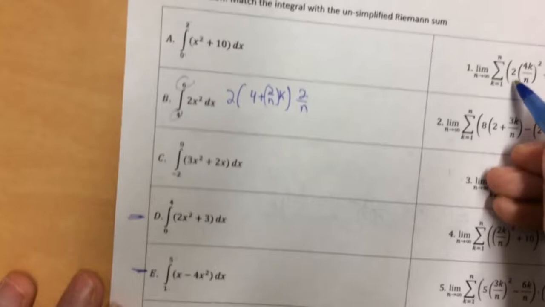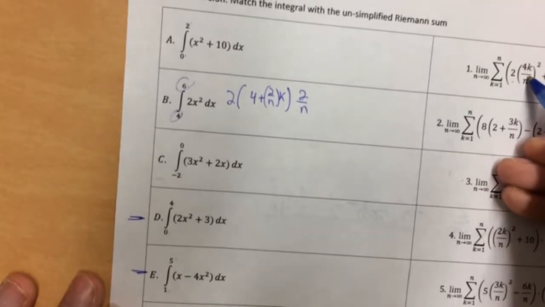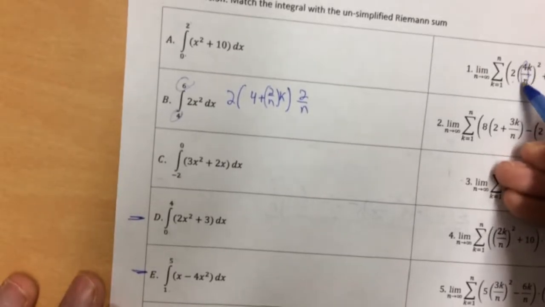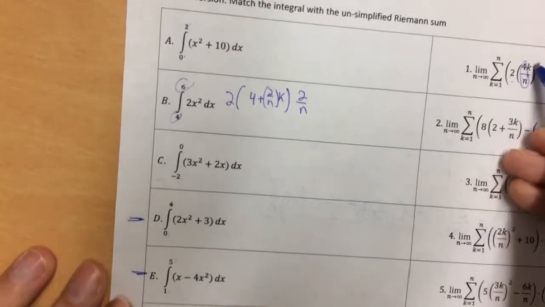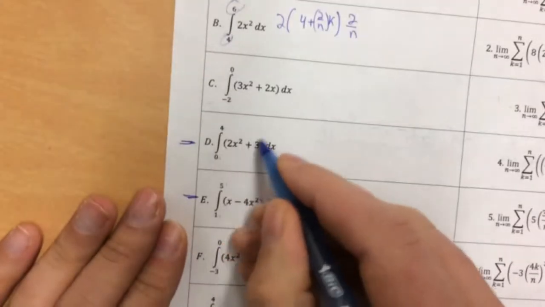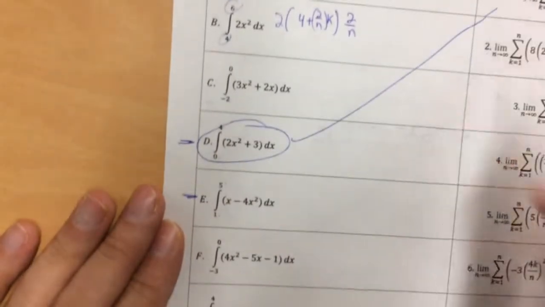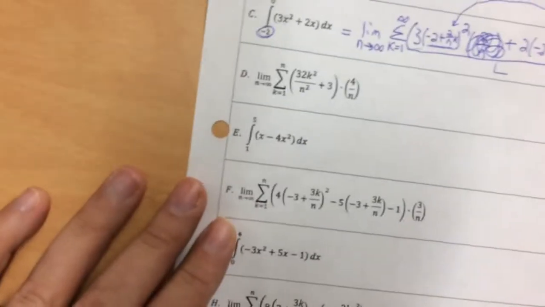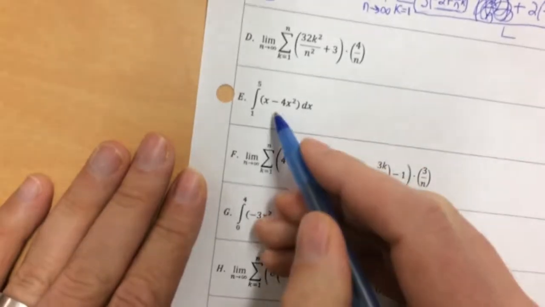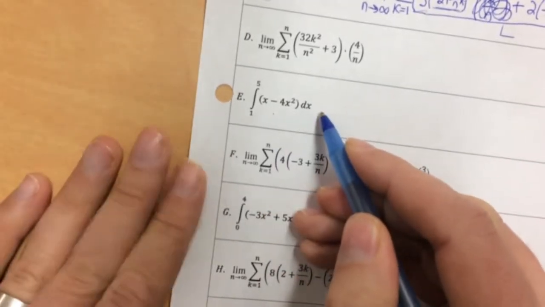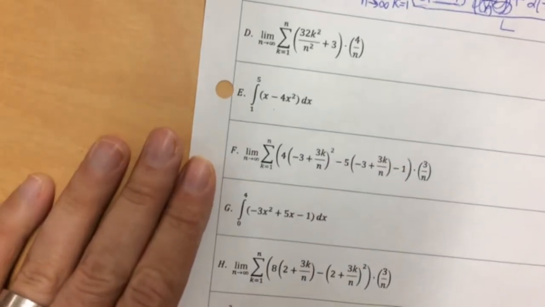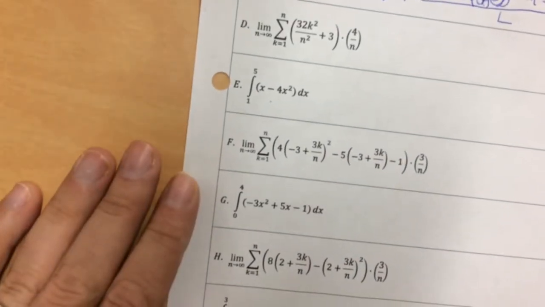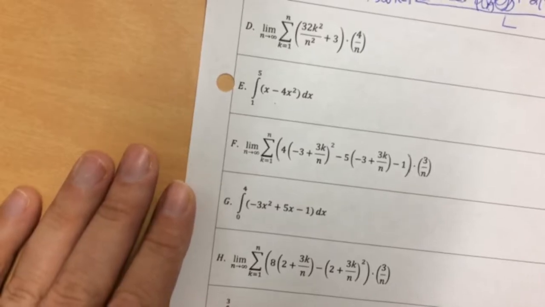Pretty quickly we can tell it's 2 times, here's that 4 over n. That's the width, times k squared. So here's our 2x squared plus 3. And very quickly we can tell it matches up to this one. I hope that helps. You do really want to be able to do the advanced version. Sometimes on the AP exam, they'll give you an integral, and it's usually multiple choice, you'll need to match it up with a Riemann sum. Sometimes they will give you a Riemann sum, and you have to match it up with the correct integral.